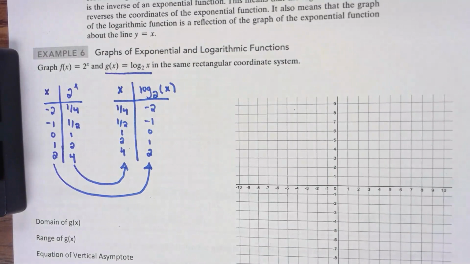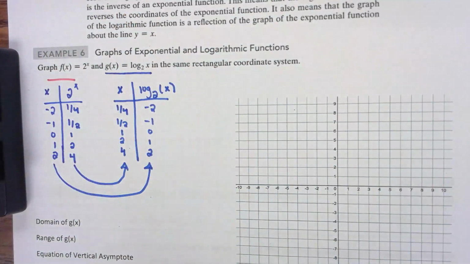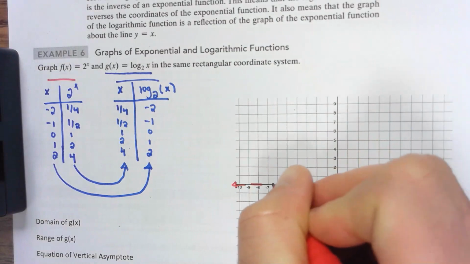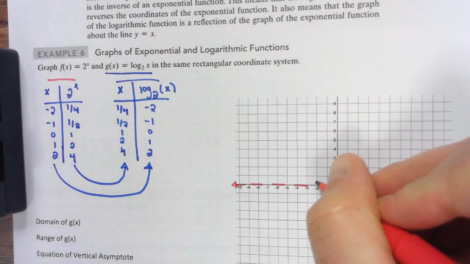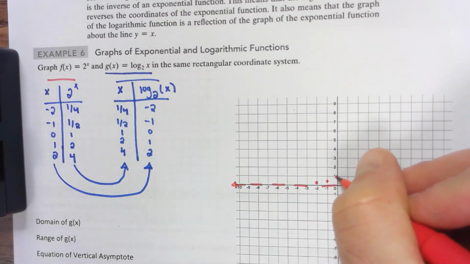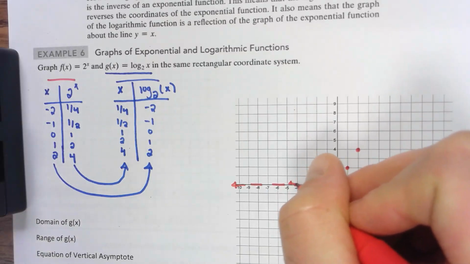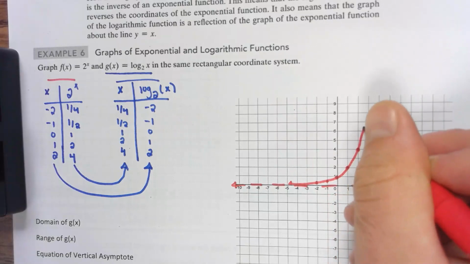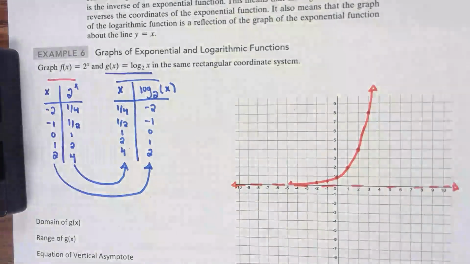In this case, we will graph both of them on the same graph. Maybe for the next one, we'll just graph the log function. So I'll go ahead and do this in red, the exponential, and then the log in blue. So exponential, we know that we have a horizontal asymptote. And I have -2, 1/4; -1, 1/2; 0, 1; 1, 2; and 2, 4. Three, 8 would be another point. I'll just add that in there just to allow this to span the whole graph.